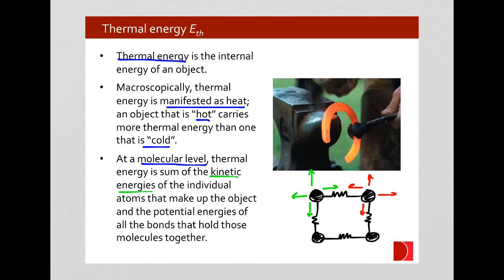Also, as our nuclei oscillate rapidly, they're putting pressure on these springs, which represent the molecular bonds. There's a certain desired length of the molecular bond, and as the atoms get closer or stretch farther, they put energy into or take it out of those bonds. And so that is included as well. These potential energies from the bonds are included in the total thermal energy of a system.